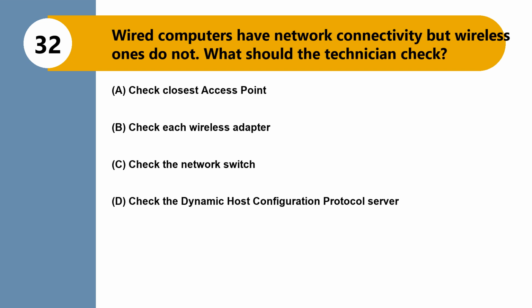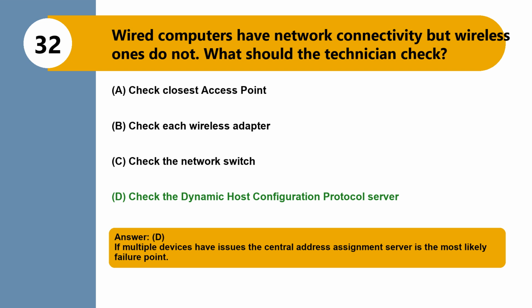Question 32. Wired computers have network connectivity but wireless ones do not. What should the technician check? Option A, check closest access point. Option B, check each wireless adapter. Option C, check the network switch. Option D, check the dynamic host configuration protocol server. The correct answer is option D, check the dynamic host configuration protocol server. If multiple devices have issues, the central address assignment server is the most likely failure point.